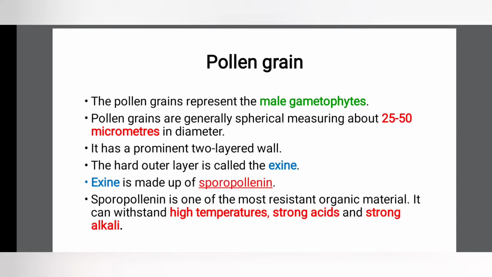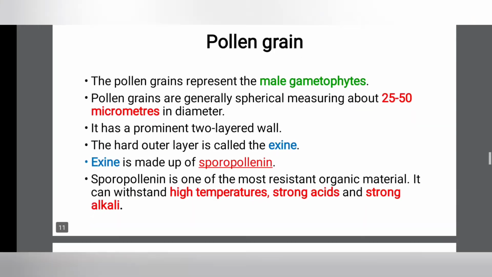A pollen grain has got 2 prominent layers. It has a prominent 2-layered wall. The hard outer layer is called the exine. Exine is made up of sporopollenin. Sporopollenin is one of the most resistant organic materials ever discovered on earth. It can withstand high temperatures, strong acids and strong alkali.